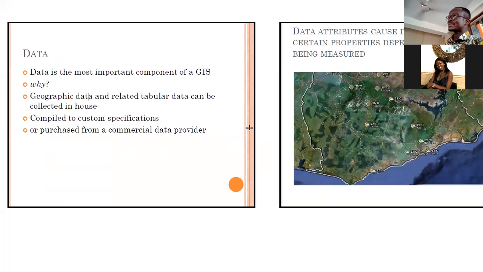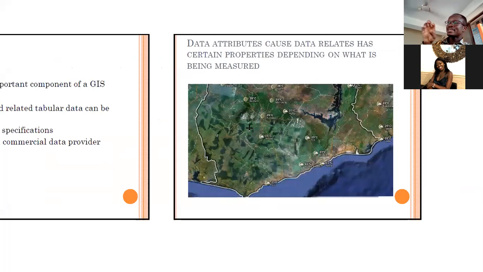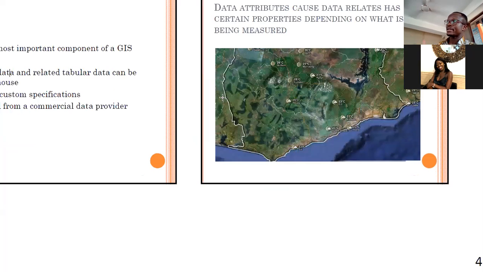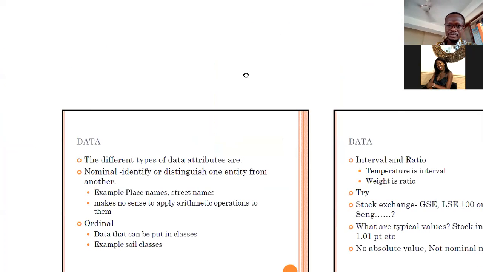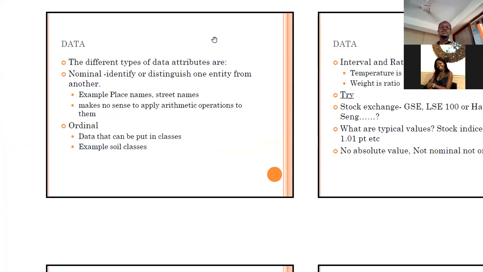Now there's something interesting about data, that data can be measured. There are different types of data, or data attributes, the properties of data, more or less. We can collect data which are integers. We can collect data which are place names. We can collect data where the intervals make a difference. So the different types of data attributes.